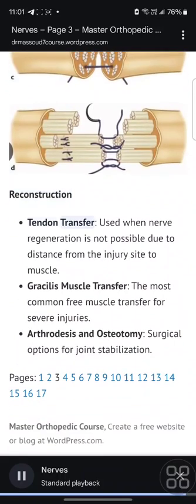Reconstruction. Tendon transfer, used when nerve regeneration is not possible due to the distance from the injury site to the muscle. Gracilis muscle transfer, the most common free muscle transfer for severe injuries. Arthrodesis and osteotomy, surgical options for joint stabilization.